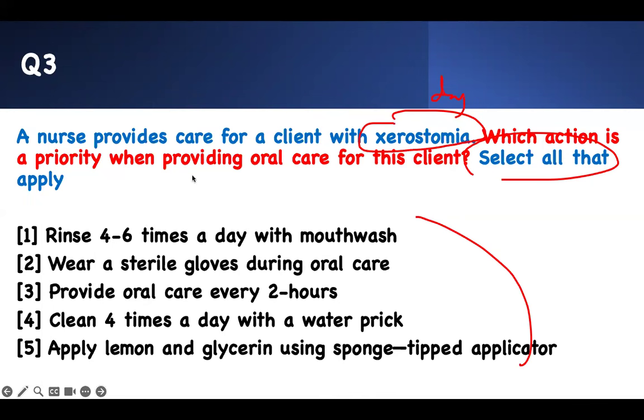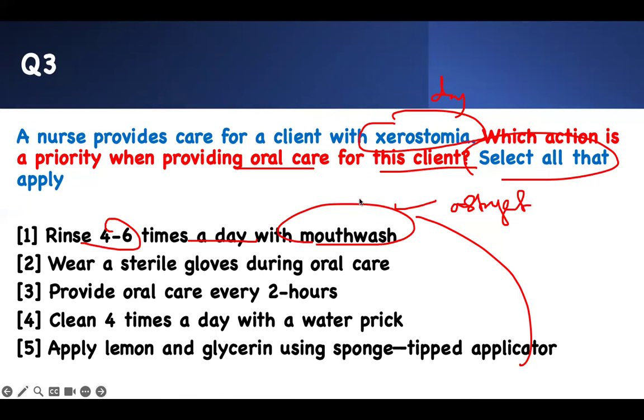Which action is a priority when providing oral care for this client? His mouth is already dry. Once again, his mouth is already dry. So what are you going to do? Rinse 4 to 6 times a day with the mouthwash. Mouthwash is very stingy, right? It has a lot of things in it. Astringent, that's what we call it. It has an astringent feeling in it. It's going to burn the patient more. His mouth is already dry, so it's not good. Okay, 4 to 6 times is not enough either.